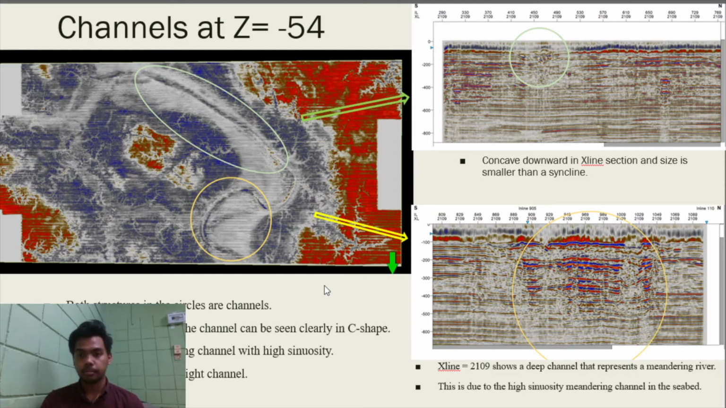On the right side of the slides is the channels, but viewed from X line equals 2,109.